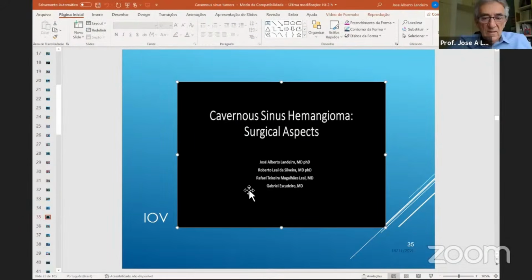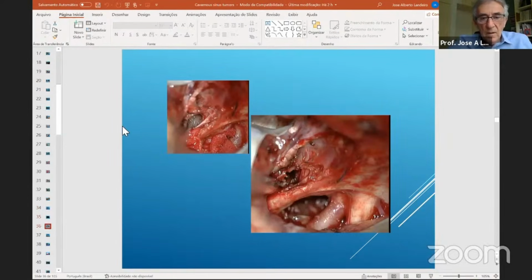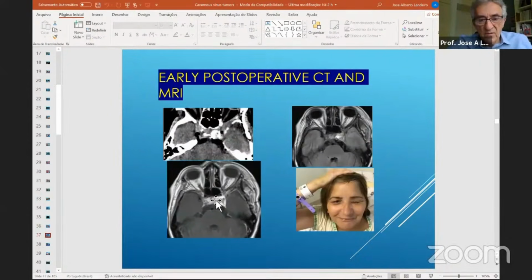Oh, sure. This is a video, but I can demonstrate it. Look at this. This is the tumor. Look at the triangle obtained inside the cavernous sinus. Here is the postoperative view. The tumor was totally removed. The patient developed a third nerve deficit, but she recovered very well.